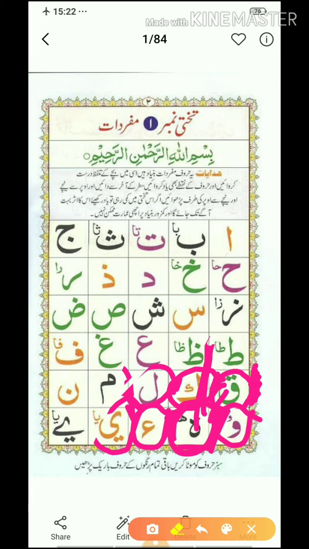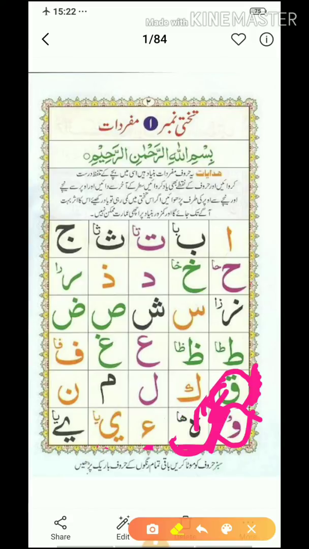So for now, our three parts have been completed, and in order to make your grip strong, you should watch this lecture again and again to remove any kind of confusion. If you have any questions or queries, you can ask me in my comment section. And before winding up this lecture, we should repeat all the letters once.